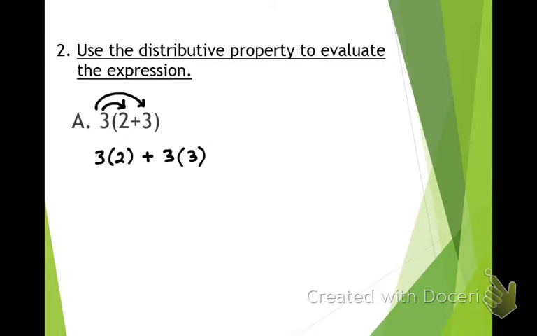All right, let's work from left to right. Zariana, what's 3 times 2? 6. Adam, what's 3 times 3? 9. Anson, what's the answer? 6 plus 9? 15. Is 15. And you guys just used that distributive property because you distributed the outside 3 to everything on the inside of the parentheses. All right, let's do another example.